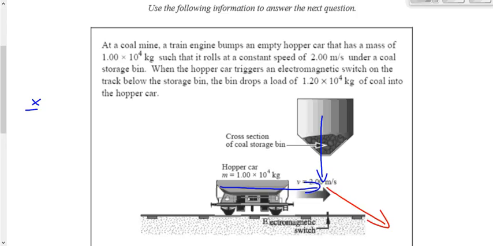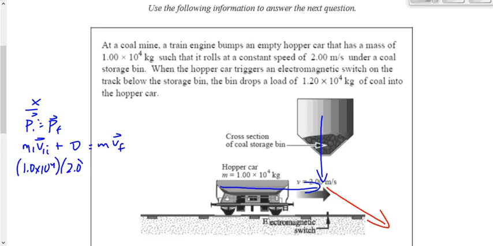Let's say the X component is what? Pi equals Pf. Let's say it's M1 V1i plus zero, because the coal has zero momentum on the x-axis, this is all on the y-axis, equals MVf, the combined mass times Vf. M1 is 1.00 times 10 to the 4 times V1i, which is 2 meters per second. The combined mass is 2.2 times 10 to the 4, that's the coal and the hopper car combined, times Vf, and we solve for Vf. It works out to be 0.909 meters per second. So far, so good.